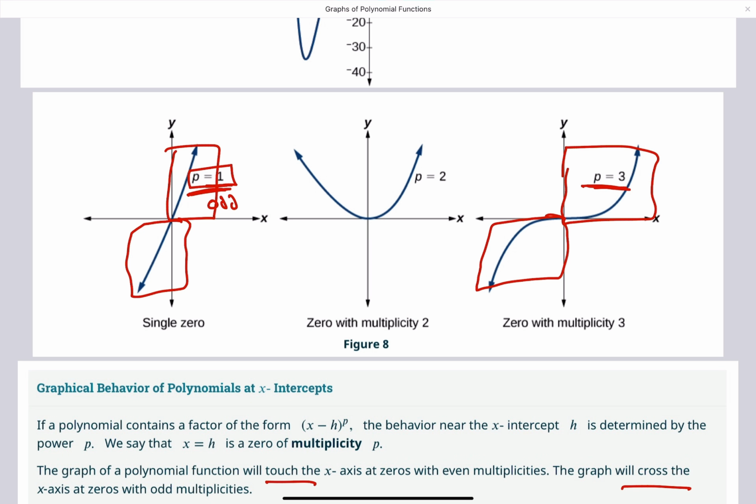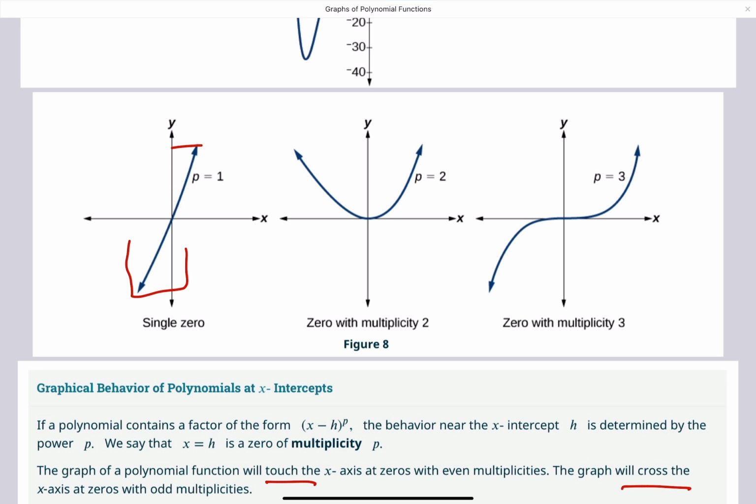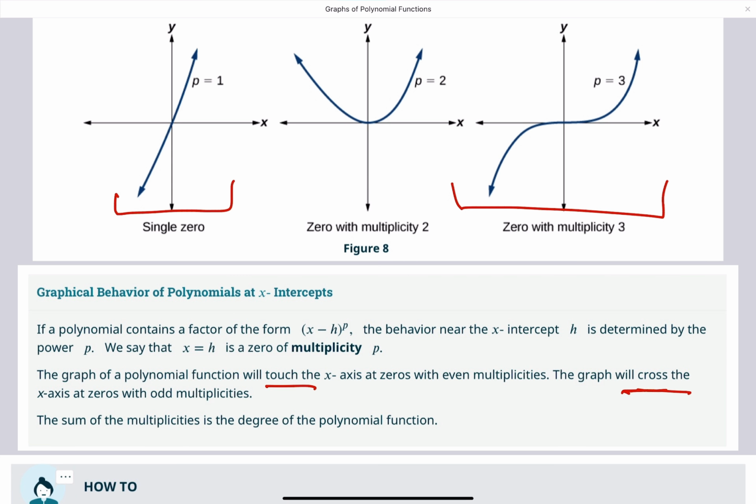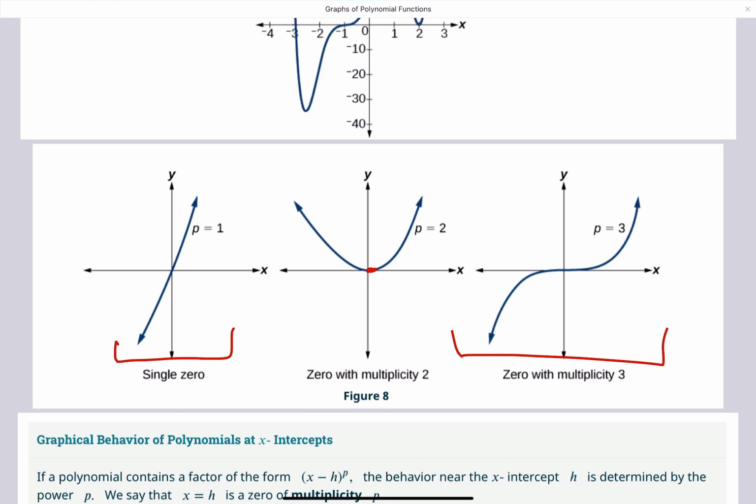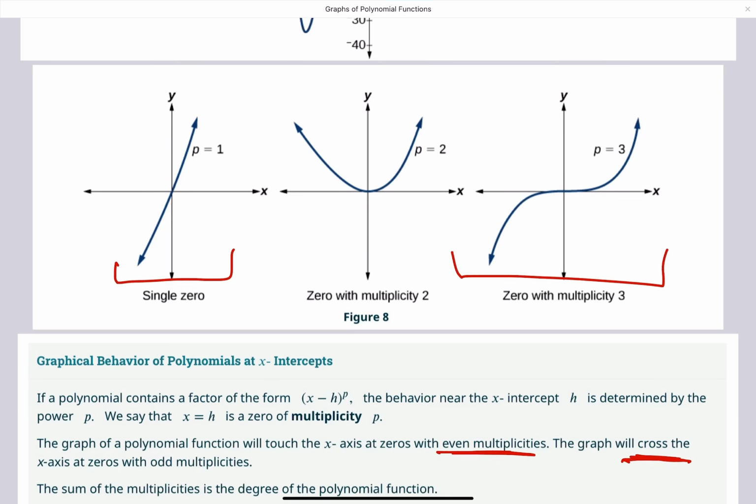Doesn't matter how it behaves. With p equal to 3, you can tell it moves on the x-axis. Now with p equal to 1, it just crosses the x-axis. With both functions, you can say it crosses. Yeah, with both functions, the graph is crossing the x-axis. They just have different behaviors at those x-intercepts. Now, what about the even multiplicities? They just bounce off or touch the x-axis.